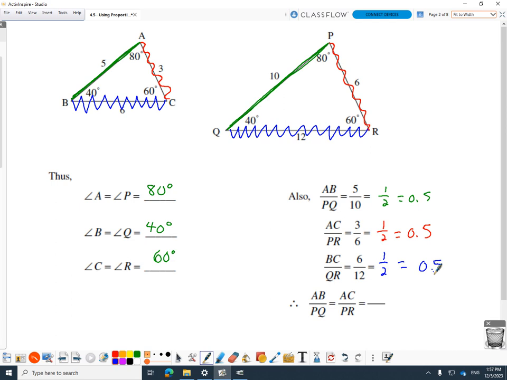The angles will be the same, and the ratios of all the sides will be the same. If they're all doubled, they're all doubled. If they're all half, they're all half. If they're all times 5.7, then they're all times 5.7. They're all 1/2. So AB over PQ equals AC over PR equals BC over QR. And every time we do this, we get 1/2 or 0.5.